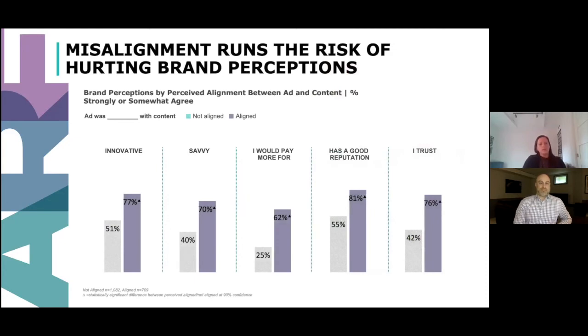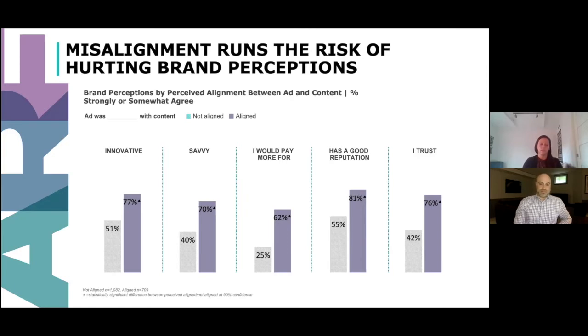And so next, we want to talk a little bit about what happens when the ad is not aligned with the content. So here we're looking at consumer responses and consumer ratings on whether the ad is aligned with the content or not. The purple bar means the ad is aligned with the content. The gray bar is not aligned. And so this is what people think about the brand as a result of the advertising.